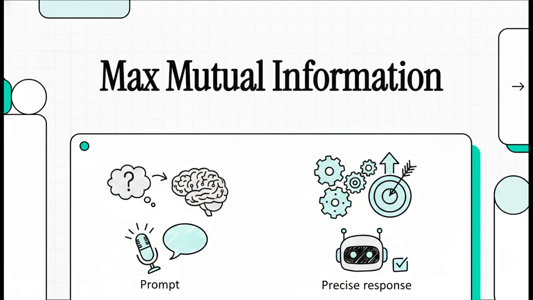Welcome to this explainer. If you've ever struggled with getting a perfectly precise response from an AI model, you know exactly how frustrating it can be, right? Today, we're demystifying a concept called the max mutual information, or MMI method. Basically, it's a systematic, highly scientific way to optimize your AI prompts. So let's dive right in.